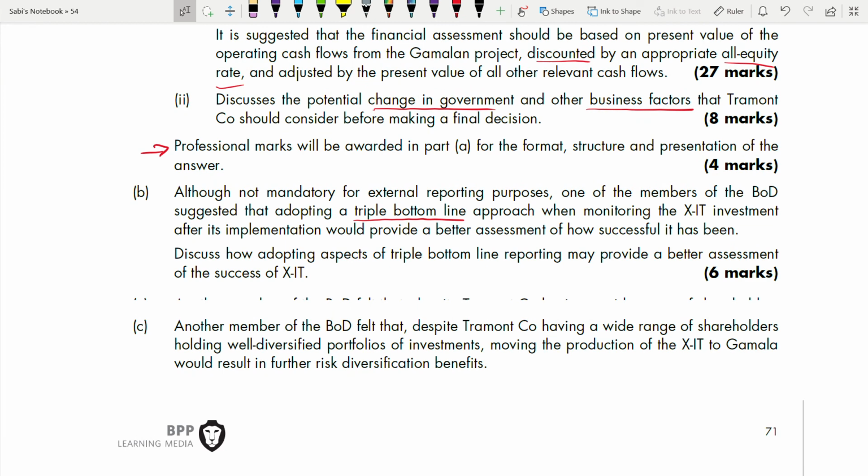Discuss how adopting the aspects of triple bottom line reporting. You have to be very aware of this triple bottom line reporting. You must have studied this in your SBL or in your earlier studies, management accounting or somewhere. So discuss how adopting aspects of triple bottom line may provide a better assessment of the success. This is also a question which most candidates may not be able to solve, because it is such a type of question.